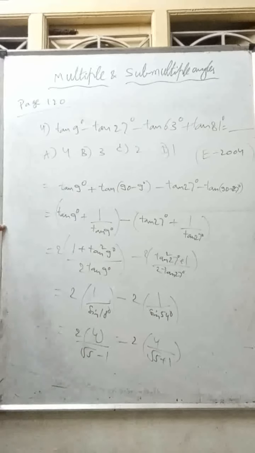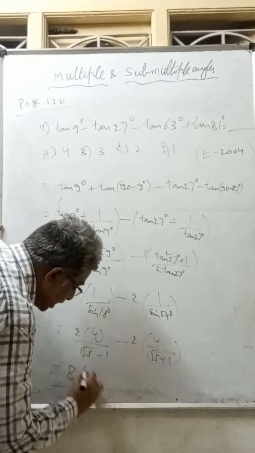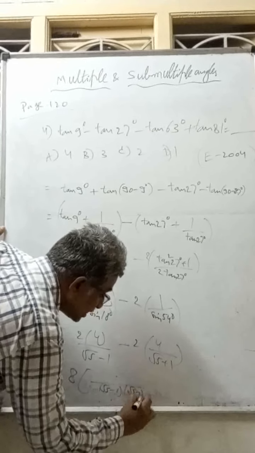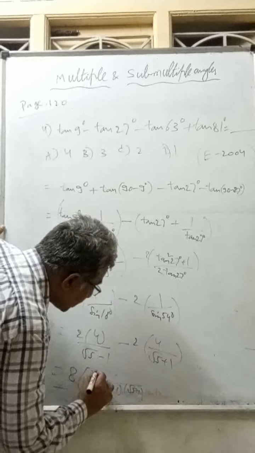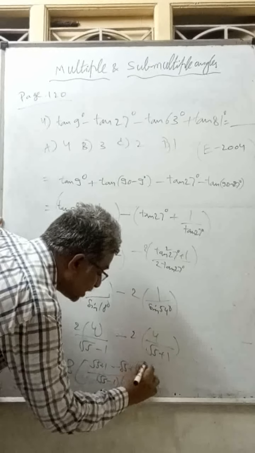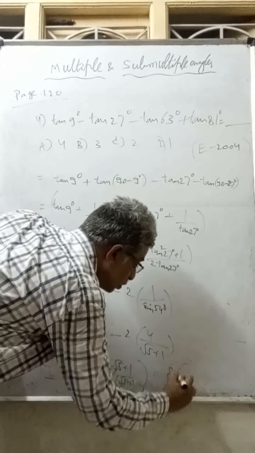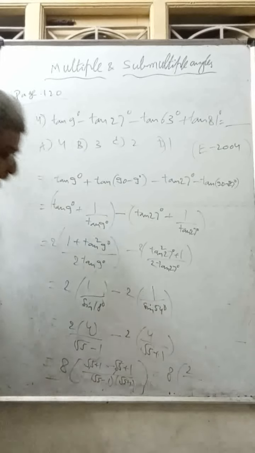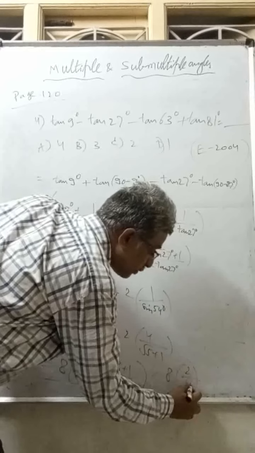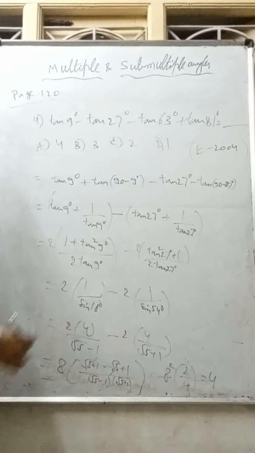So that I can take the LCM of both, and 8 common. If I take 8 common and take the LCM as root 5 minus 1 into root 5 plus 1, here root 5 plus 1 minus root 5 minus 1 becomes minus root 5, minus of minus plus 1. So root 5 cancels, leaving 8 into 2 by this, a plus b into a minus b, which is a square minus b square, 5 minus 1, 4. So the final answer is 2 root 2 by 4... so our option is A.